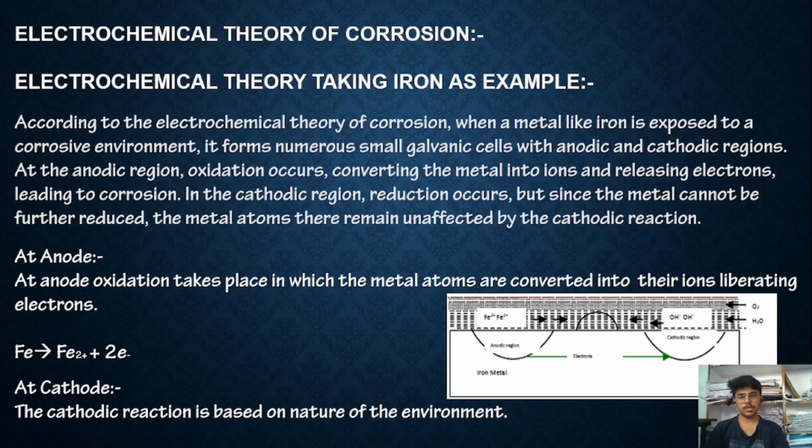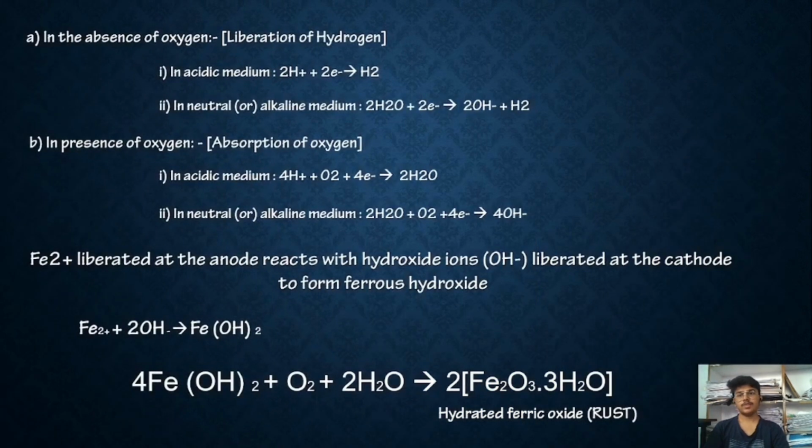At the anode, oxidation takes place in which the metal atoms are converted into their ions, liberating electrons. Fe forms Fe2+ plus 2 electrons. At the cathode, the reaction depends on the nature of the environment. In the absence of oxygen, that is, liberation of hydrogen in acidic medium: 2H+ plus 2 electrons forms H2. In neutral or alkaline medium: 2H2O plus 2 electrons forms 2OH- plus H2.